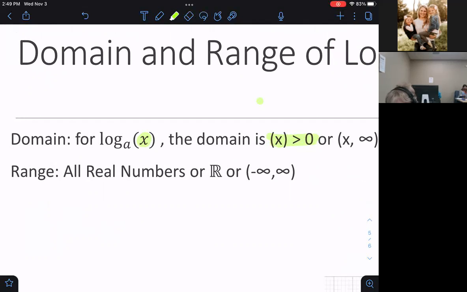For our range, the range for every single logarithm, every single logarithm is going to have a range of all real numbers. And Ivy Tech wants you to indicate that with -infinity to +infinity. So all the answers you'll get on these, you're going to write -infinity to +infinity every time for the range.